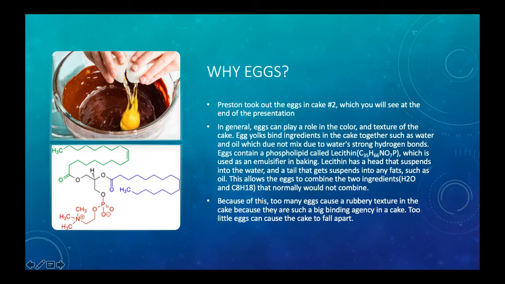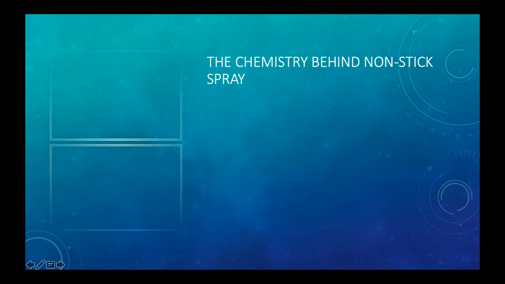Because of this, too many eggs cause a rubbery texture in the cake because they are such a big binding agent in the cake. Too few eggs can cause the cake to fall apart.